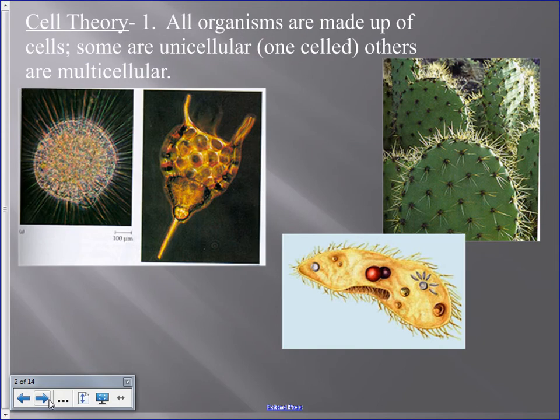All right, so the cell theory has 3 points. The first point of the cell theory is that all living organisms are made up of cells. Some are unicellular and some are multicellular. This is the point of the cell theory that separates living organisms from, let's say, chemical reactions. So what are some other things that a living organism should show, or characteristics a living organism should have?